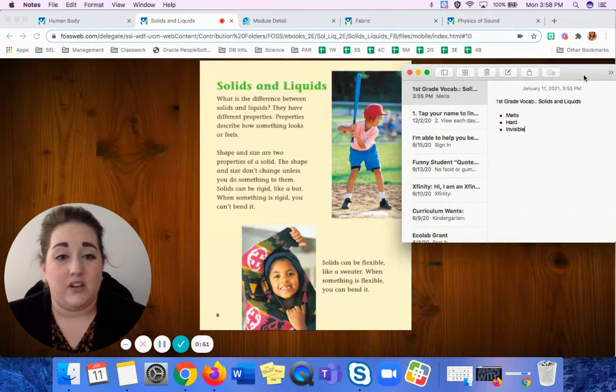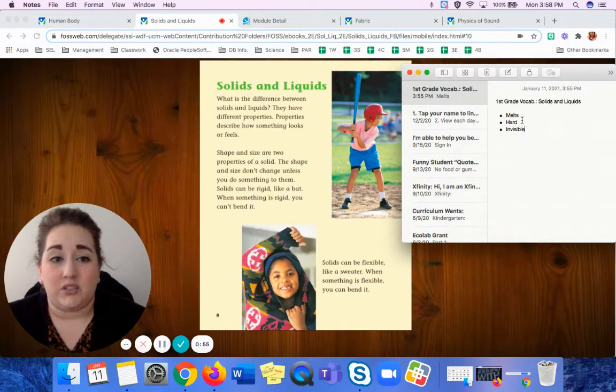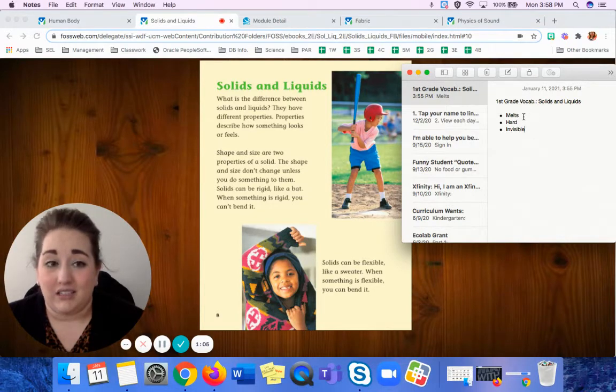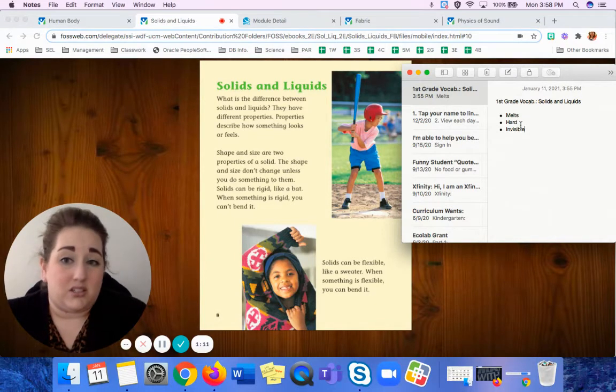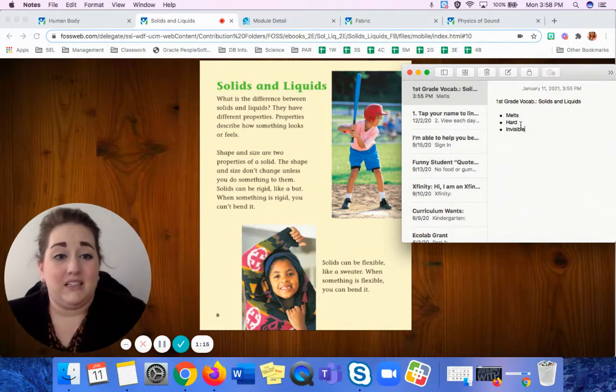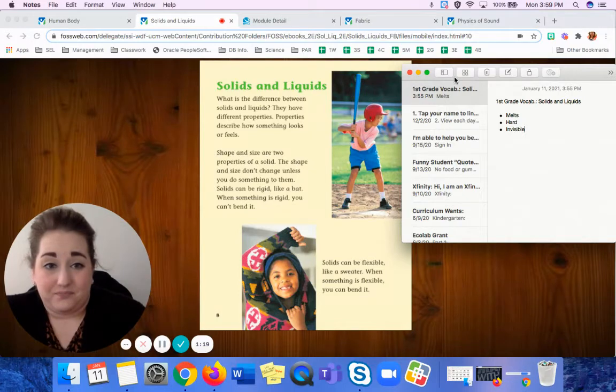I also saw or heard two other words. Here I have our vocabulary list started. I heard the words hard and invisible. We can also use these words to tell us what solids, liquids, and gases are like. Melts described how the solid turned into a liquid. Hard described the physical property of a solid, what it was like. And invisible described the gas. You couldn't really see it.